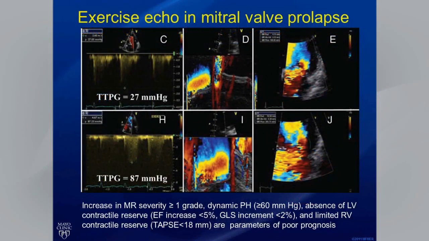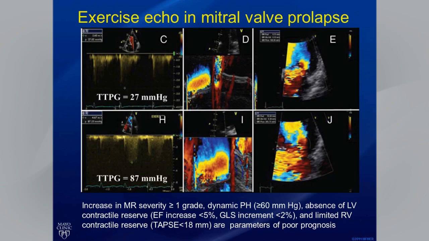Here we can see the tricuspid regurgitation velocity that increased. We can also see an M mode of the flow convergence zone documenting an increase in mitral regurgitation. And we can see an increase in the PISA radius on the right-hand side with the stress of exercise. All this corresponds with an increase in mitral regurgitation severity with the stress of exercise.